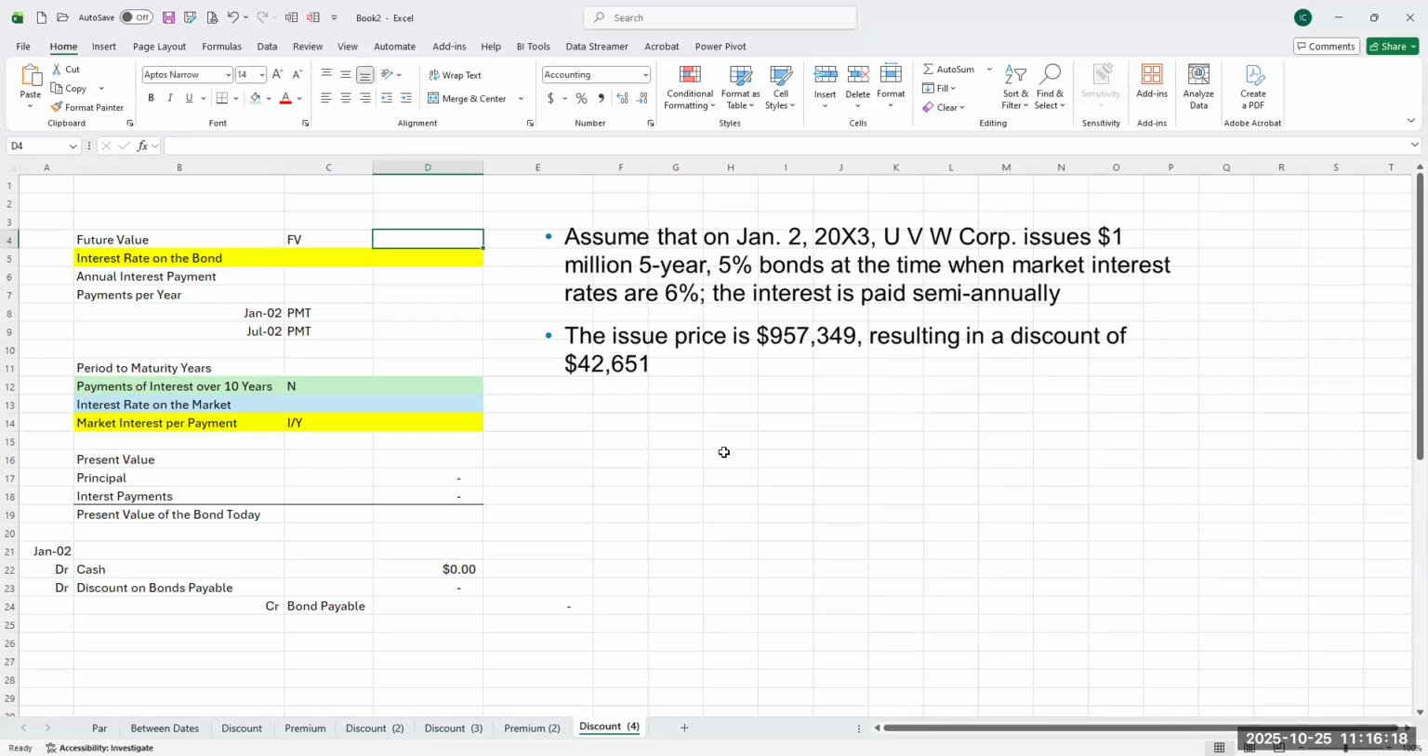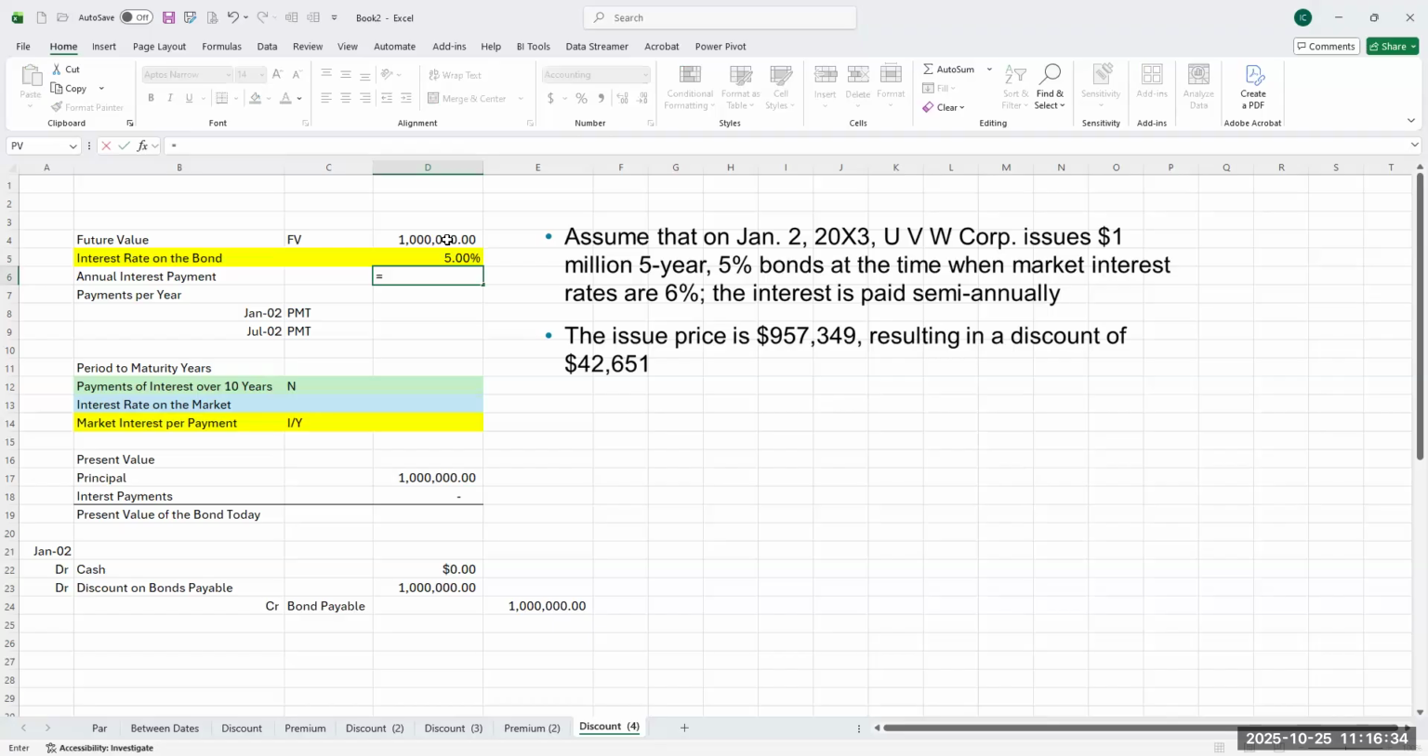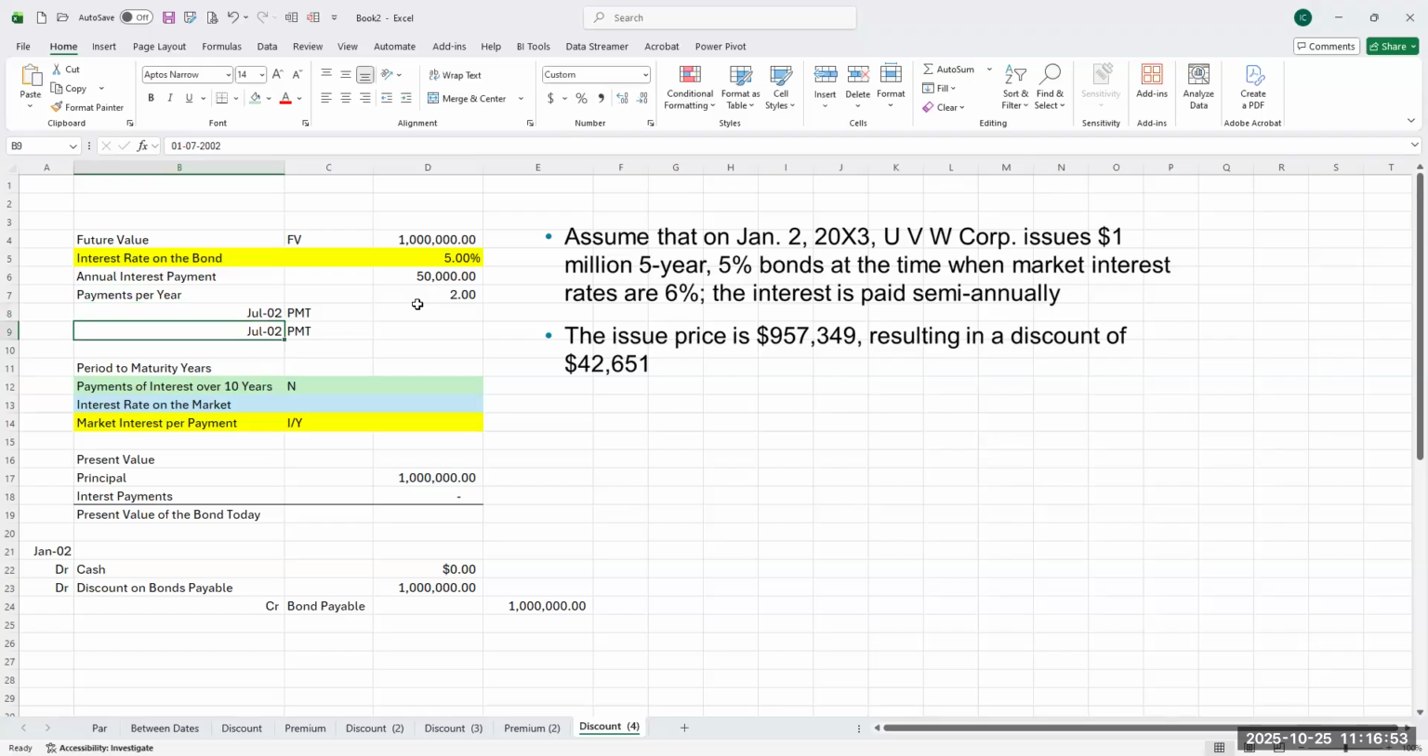Future value in our case is $1 million. That's one more zero I need here. $1 million. We're paying 5% on the bonds. The annual interest payment will be, if we have to pay per year, 50,000. We're paying twice, semi-annually, so 2 payments per year. If we issue the bonds on January 2nd, first payment will be on July 2nd. Second payment will be on January 2nd.